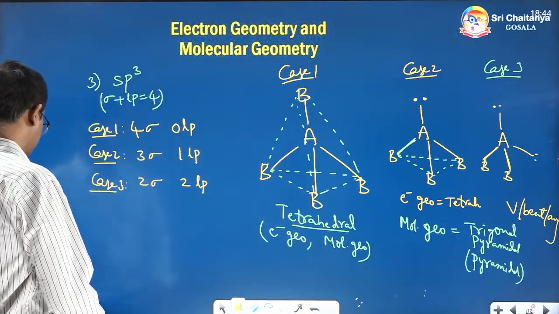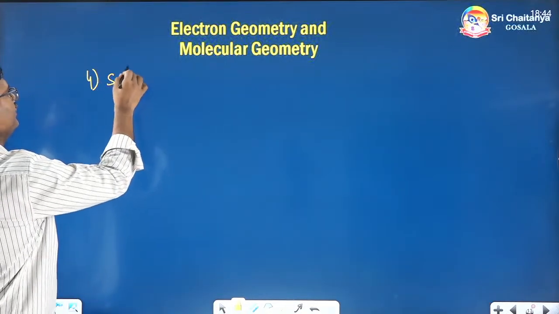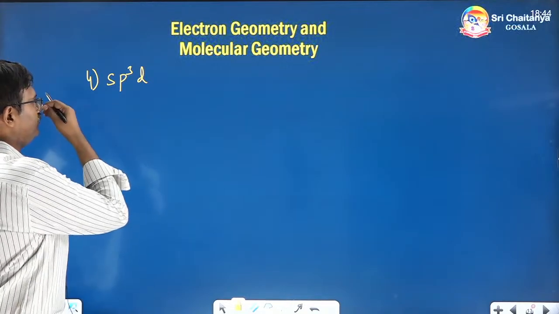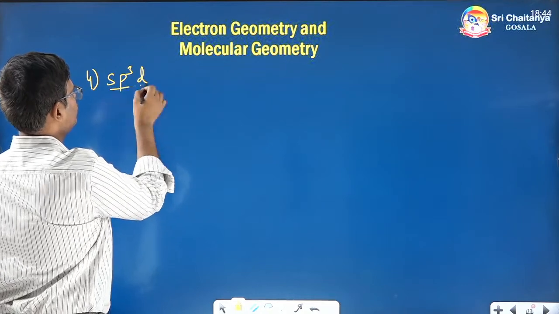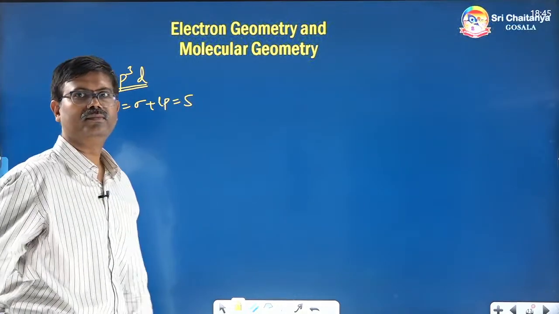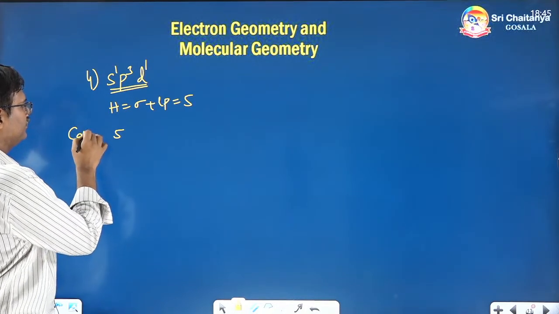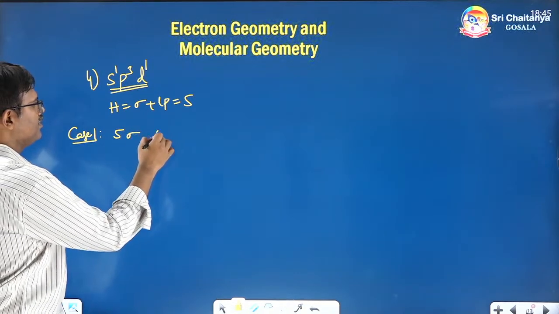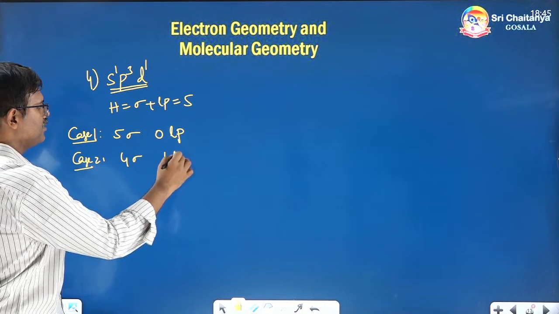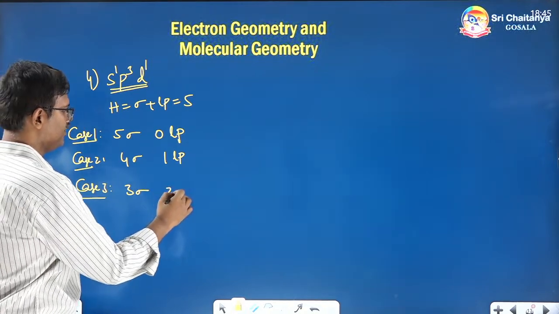Next, sp3d. In sp3d, what should be the H value? H value should be 5. Then only 1 plus 3 plus 1 will be 5. Now here, case 1, 5 sigma bonds, 0 lone pairs. Case 2, 4 sigma bonds, 1 lone pair. Case 3, 3 sigma bonds, 2 lone pairs.